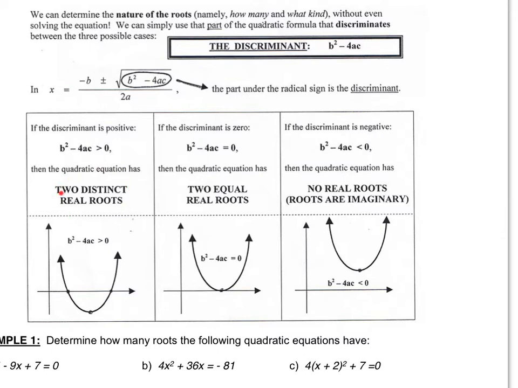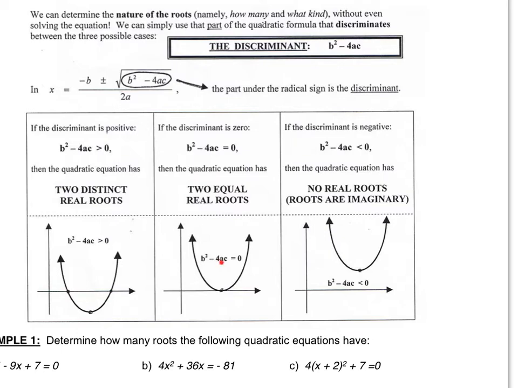These words right here, two distinct real roots, two equal real roots, and no real roots, are the words that you need to know. Because when I ask you on the test, what's the nature of the roots, or what types of roots do we have, I'm not asking you to give me the number. I don't care that the roots are at 5 and 1, or at 3. I want to know the type of roots. Two equal roots, two distinct real roots, or no real roots. So all we have to use is the discriminant.